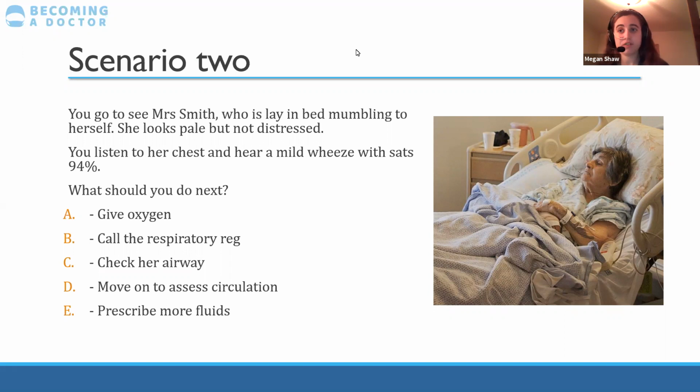This is a little bit more of a tricky one. It's a bit more subtle. Okay, we'll stop it there. So in this scenario, I would agree, move on to assess circulation. So I'll explain why now. And this one, it's more about noticing the subtleties of a scenario.